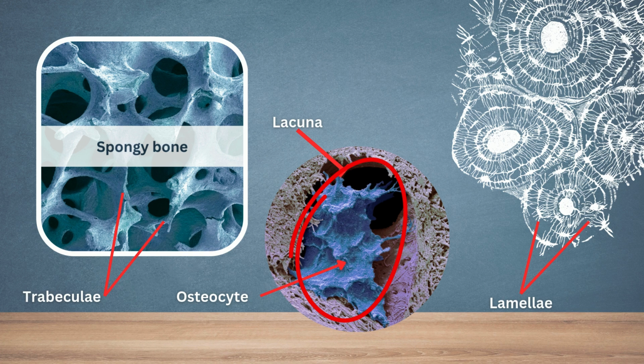Spongy bone consists of connected projections called trabeculae and irregular cavities that contain red bone marrow. The canaliculae connect to the adjacent lacuna cavities instead of a central haversian canal to receive their blood supply, exchange nutrients, waste, and signals throughout the bone matrix.